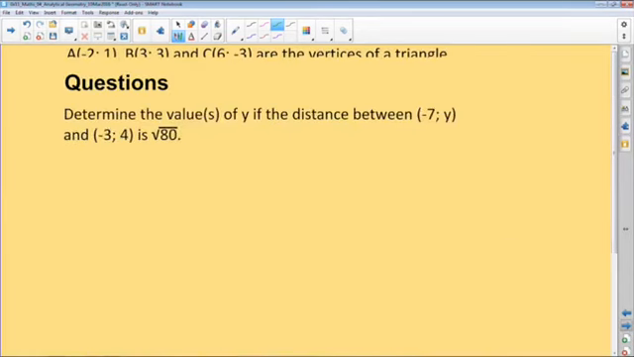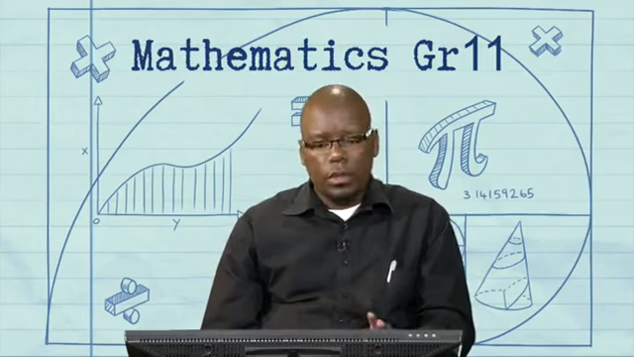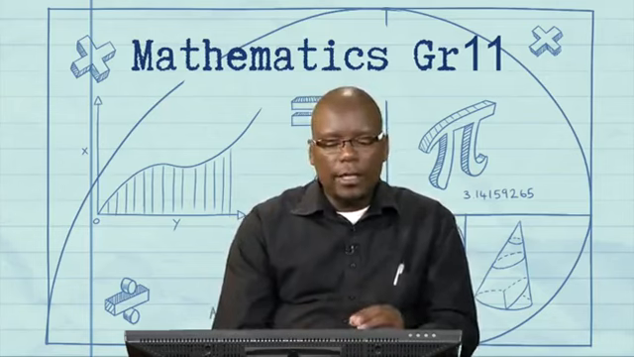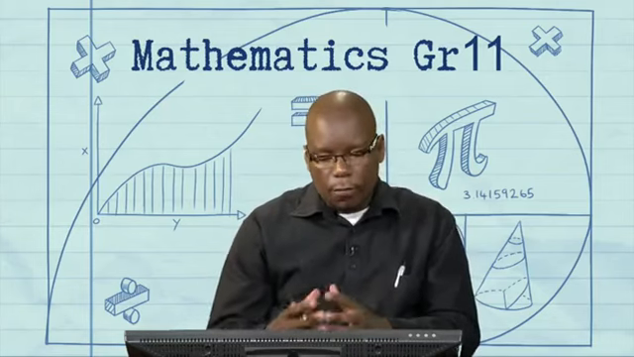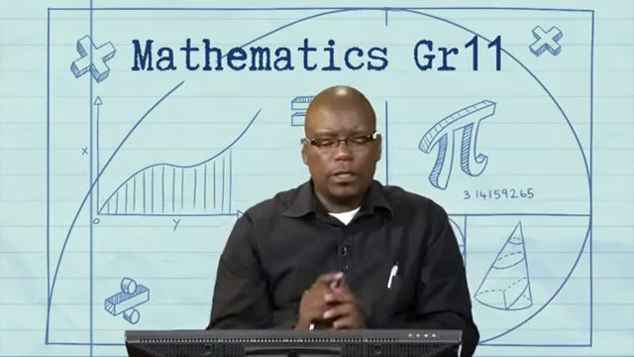Okay. The next question. Determine the values of y if the distance between minus 7, y and minus 3, 4 is the square root of 80. I'm going to give you 3 minutes to work on your own or with a partner, and then you work out what is the coordinate of y, or coordinates of y, such that the distance between those 2 points is the square root of 80 units. So let's take 3 minutes and work on this problem.